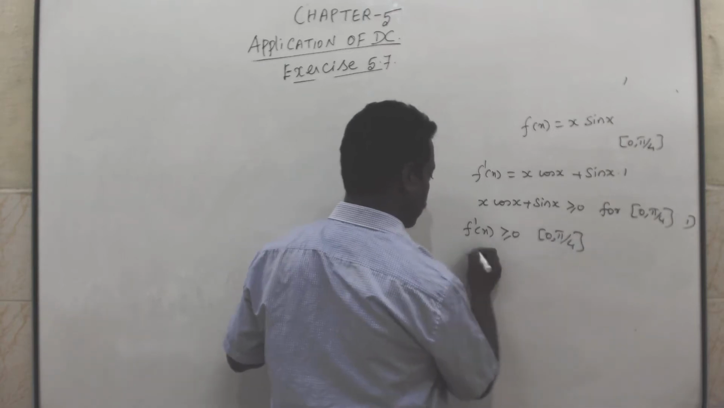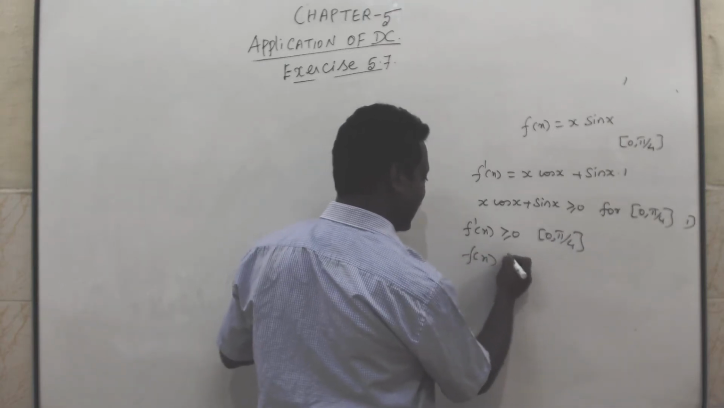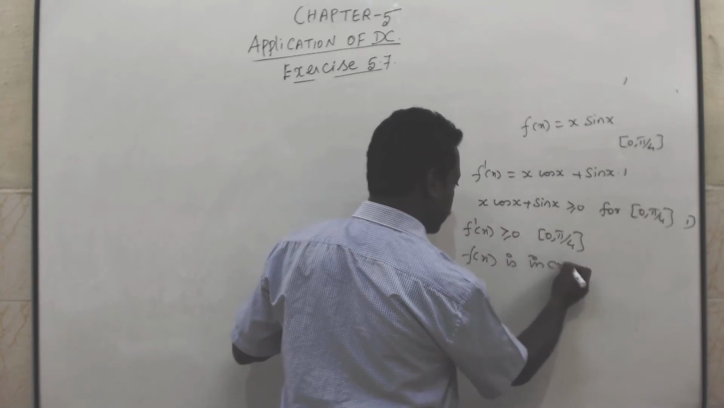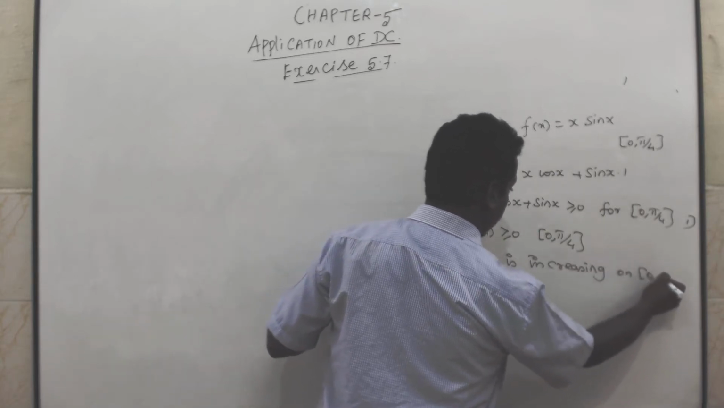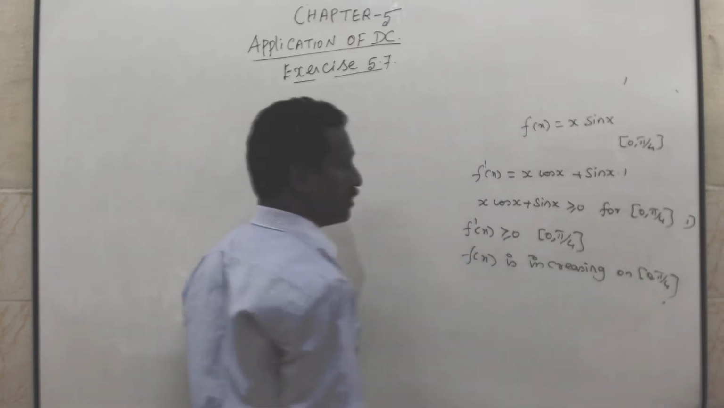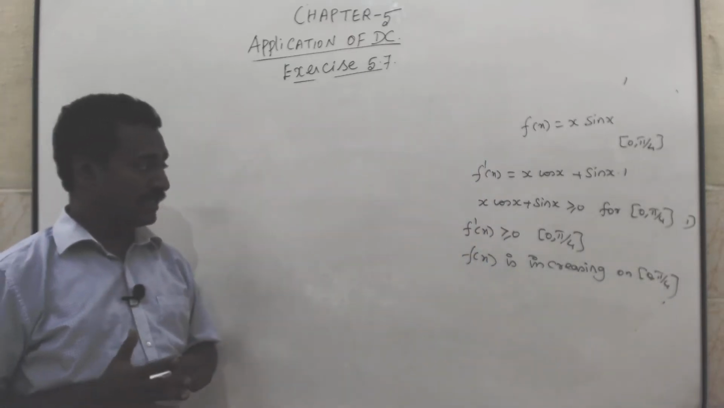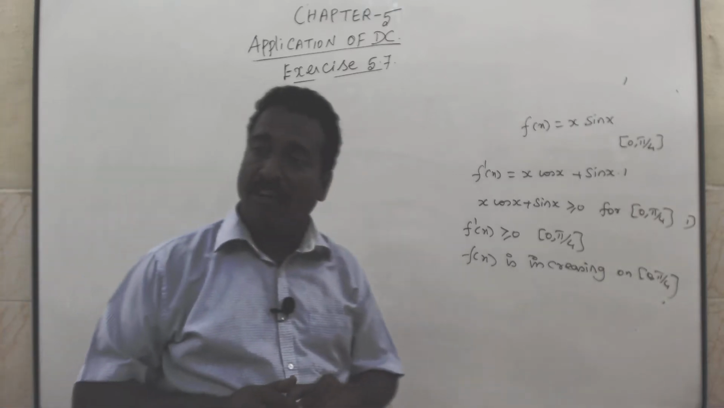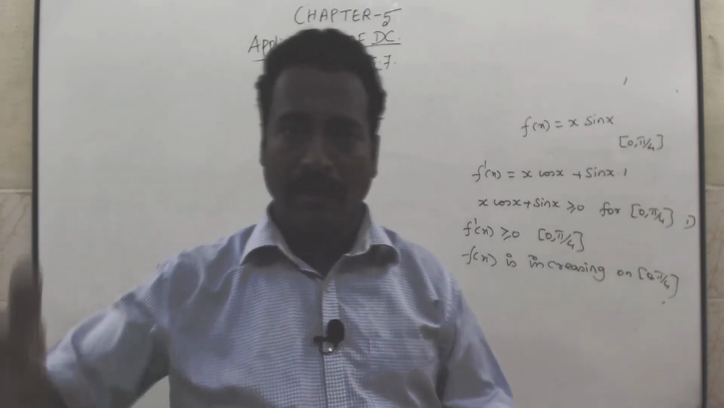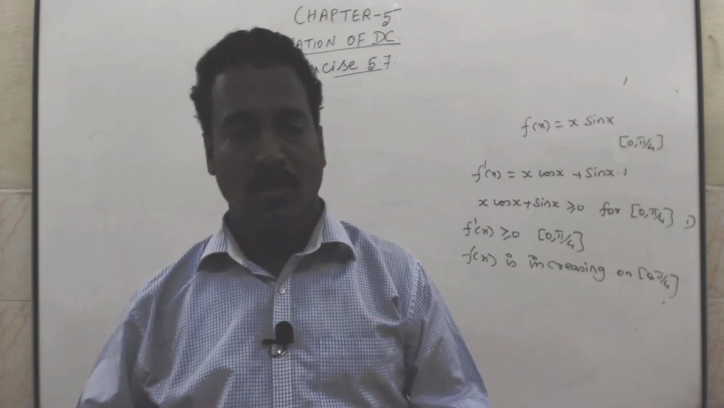Therefore, f of x is increasing, not decreasing, increasing on 0 comma pi by 4. Is it clear? So, for increasing, decreasing, what we have to do, given problem f of x, is to find f dash of x.